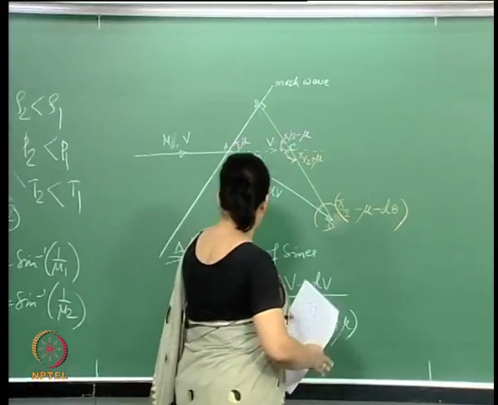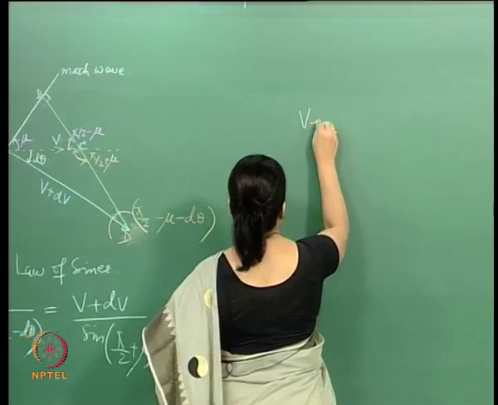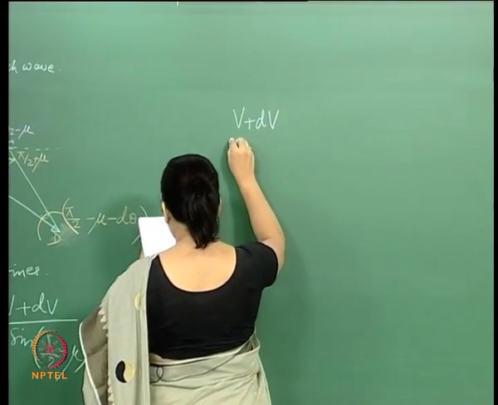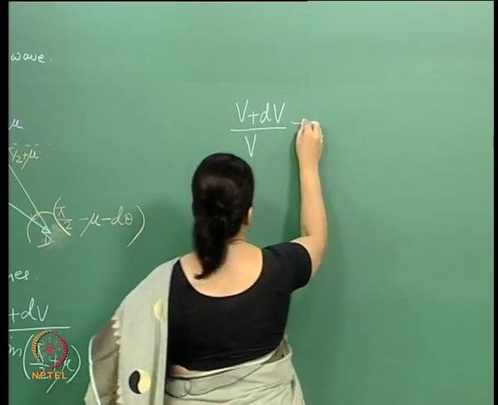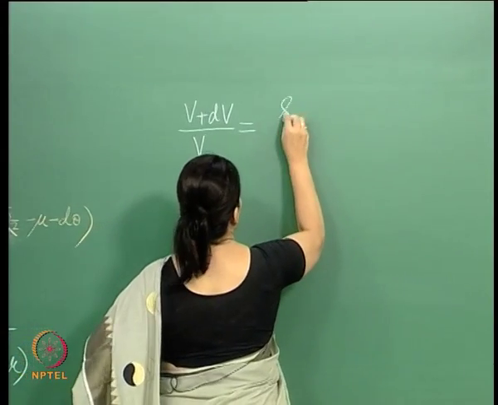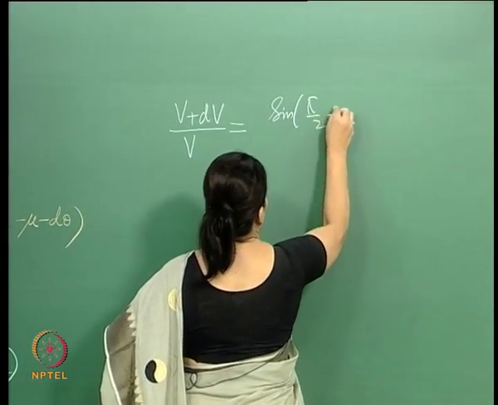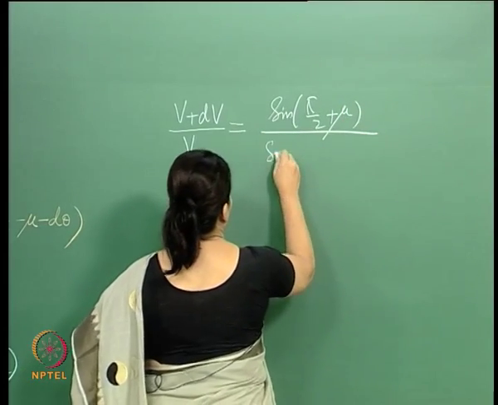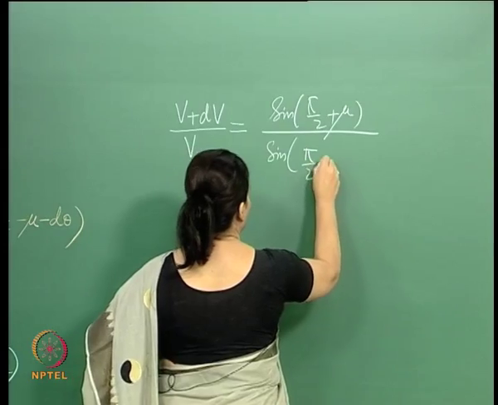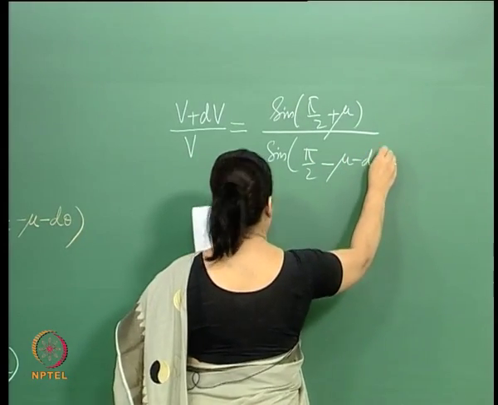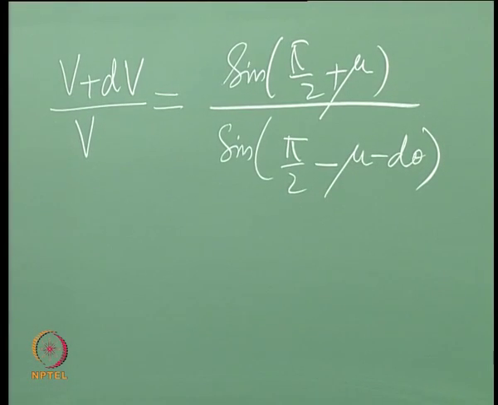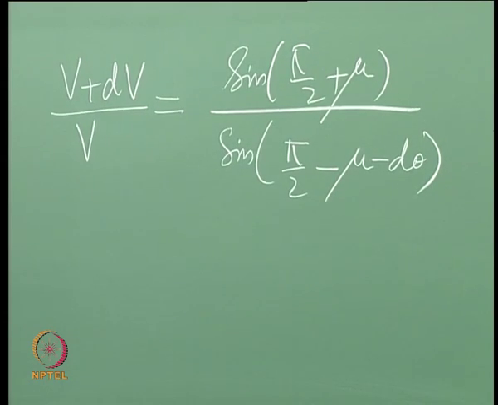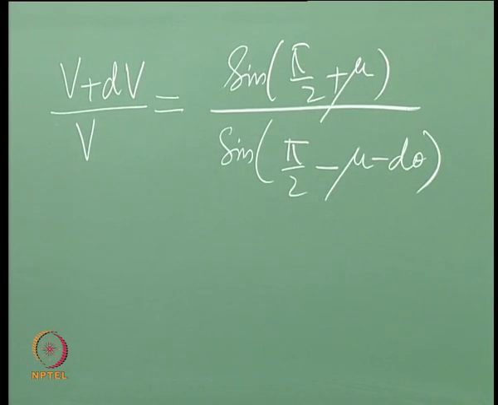So, therefore, we can write that v plus dv by v is sine of pi by 2 plus mu by sine of pi by 2 minus mu minus d theta. Okay. So, basically this is what we get.